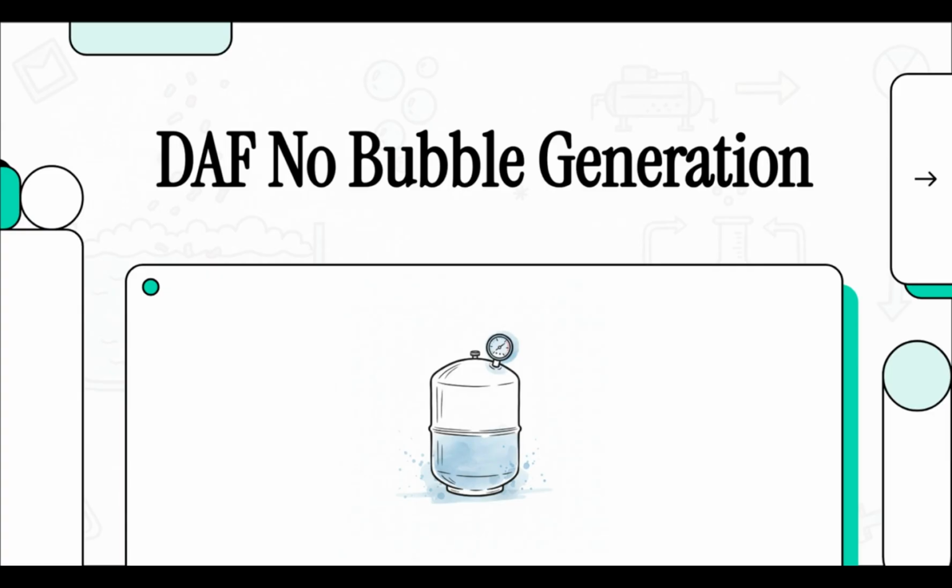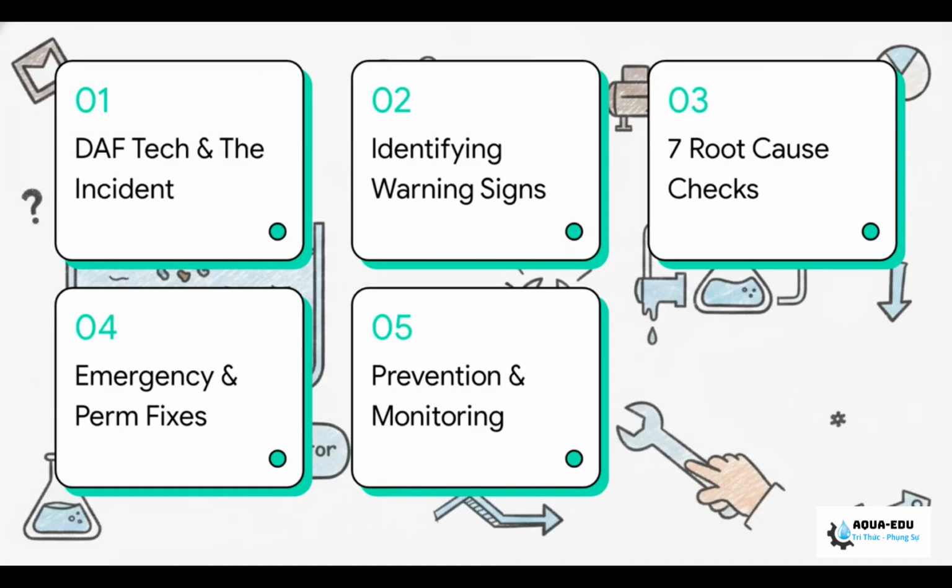Look, if you're a wastewater operator or a plant manager, you already know that a failing DAF system isn't just some localized headache, right? It is a massive threat to your entire plant stability. So we're going to break down exactly how to handle this crisis using the precise protocols from our SOPs. Let's get into it. We're going to tackle this crisis step by step.